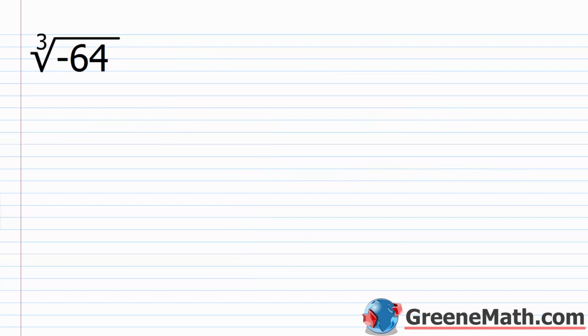All right, so when we work with odd roots, like a cube root, a fifth root, a seventh root, and so on, we don't need to worry about having a plus or minus there. When you have an odd number of negative factors, you get a negative result. So there's not going to be two roots here.